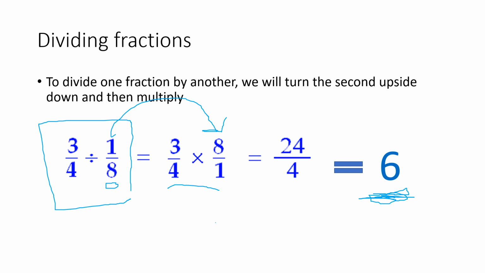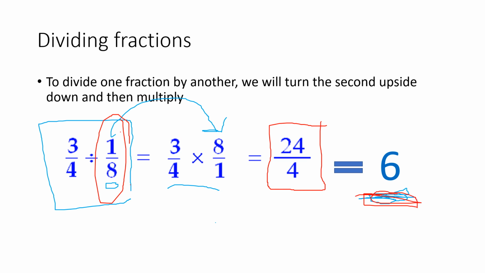Okay, so to recap, if you're multiplying, like here, 3 times 8 is 24, 4 times 1 is 4. If you've got fractions that you need to divide, you turn the second fraction upside down and then multiply. And as we've done with addition and subtraction, remember to simplify your answers into the simplest way of writing it. And that really is it.